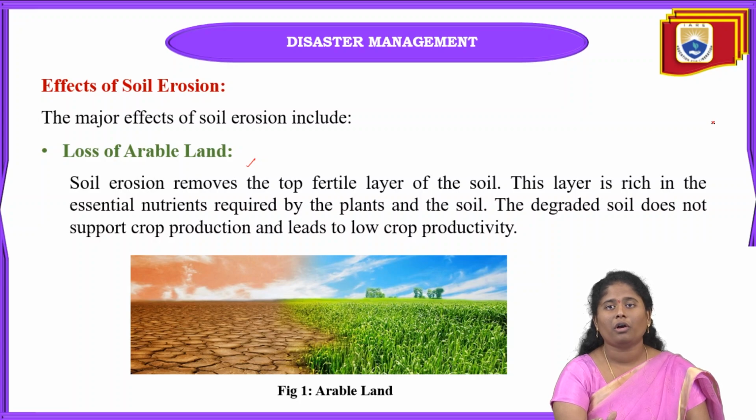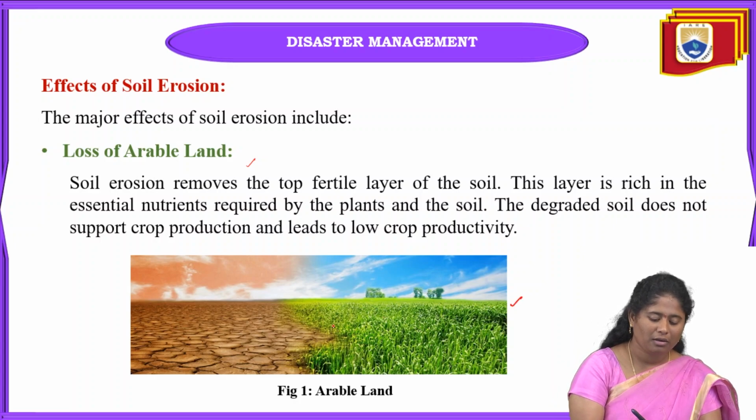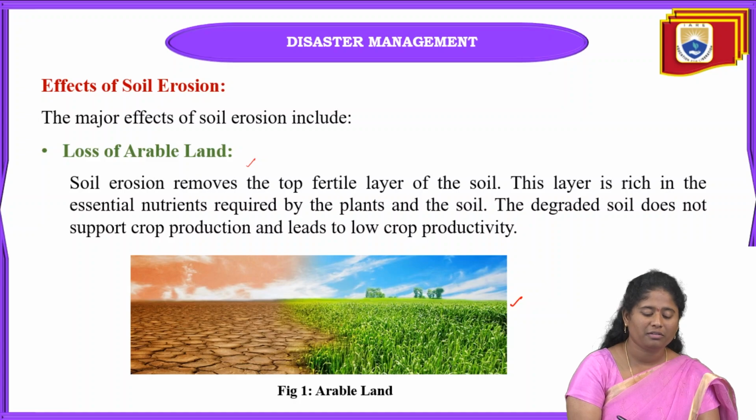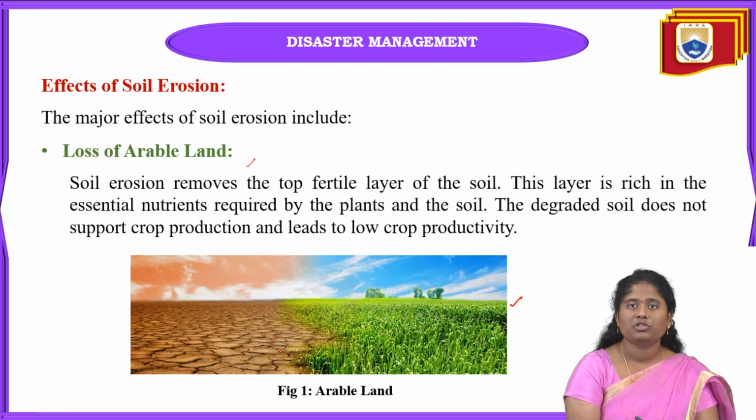Why? Because if soil erosion continuously occurs, the fertile soil will be removed from that layer, and that leads towards low crop productivity. You can see this picture and imagine it: if soil erosion happens in agricultural fields, our fields will be like this. They will just become dried.